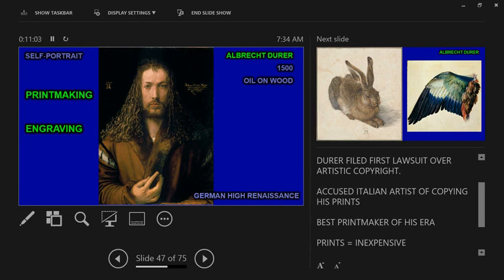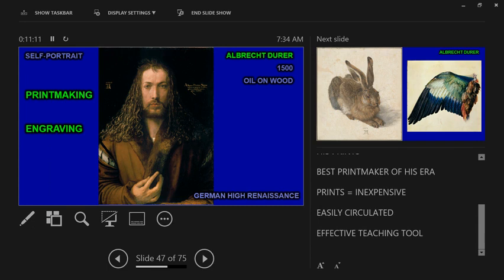Dürer is the first artist ever to file a lawsuit over artistic copyright. He accused an Italian artist of copying his prints. And he was the best printmaker of his era. Let me explain the difference between prints and paintings. And I know I've shown you the videos of how they're made, but a painting takes you like 20 hours to make. And then in order to make another one just like it, you'd have to spend maybe another 20 hours.